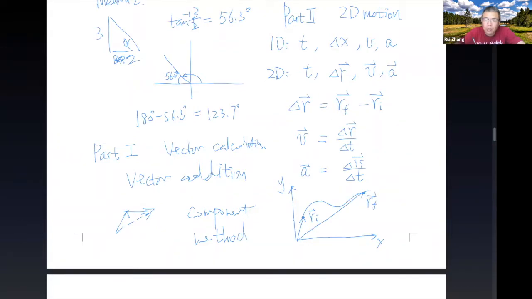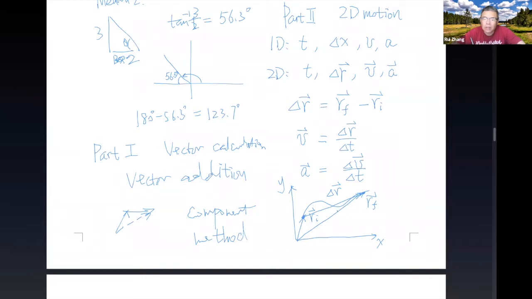The subtraction we have here is not trivial. It's not just subtracting one number from another number. Essentially, we use the vector rule to do this, and it turns out that delta r is going to be given by this vector right here. This is going to be your delta r.